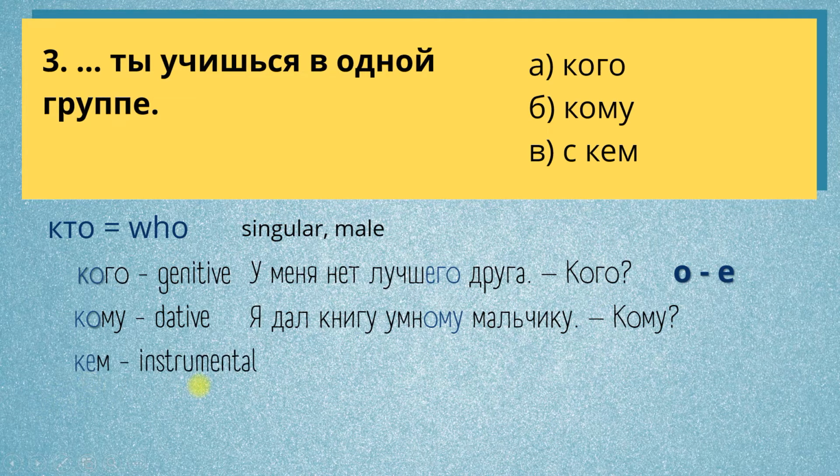Кем, instrumental, again, for who form. Я гуляю с маленьким братом. С кем? Copy. С кем? With whom. And now be careful. The ending is not from the adjective. The ending is from the noun. O and ye can be replaced. And here it's not ом but ем, and actually it sounds better. С кем? С кем? С братом.